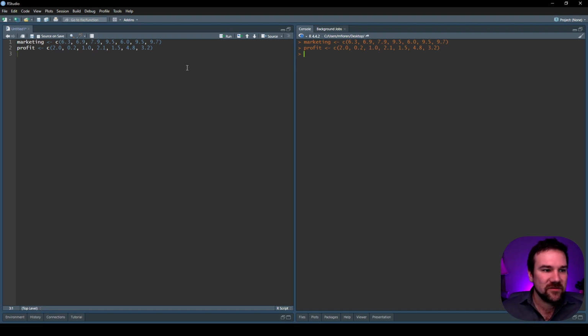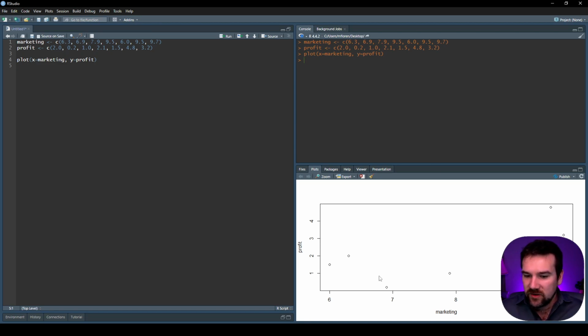All right, so for me, this is what I've got, my marketing and my profit data. So what I'm going to do here is show two ways that we can plot the data. The first is by giving it an X and a Y axis. Remember, our independent variable tends to be on the X axis and our dependent variable tends to be on the Y axis. So in this case, my independent variable is marketing. My dependent variable is profit. And so I would give it both of these, and I would get this plot. And that looks roughly like the plot we had in our graph.